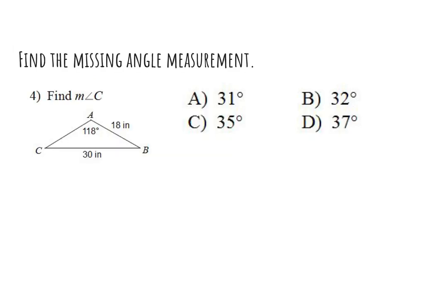Now you try. Find the measurement of angle C. So I'm trying to find angle C. So its opposite side is 18. And I have information on angle A, and its opposite side 30. So I'm going to fill in my information. Sine of C over side C, which is 18, has to equal sine of 118 over side 30.